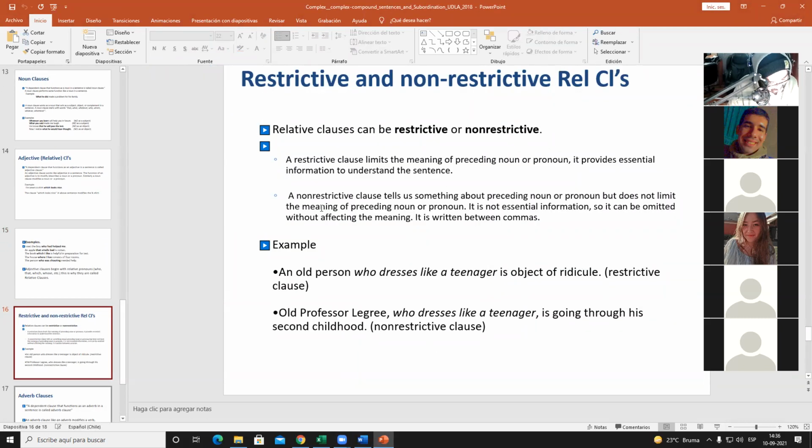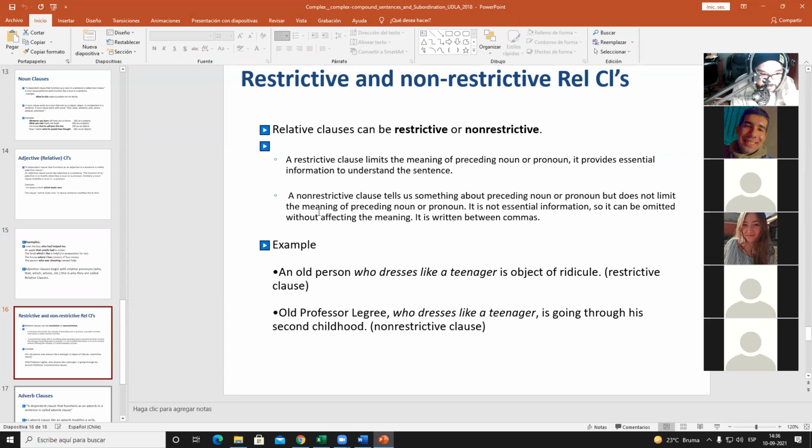Adjective phrases can be of two types, okay? They can be restrictive, that is to say obligatory, or they can be non-restrictive, that is to say optional, okay? Which means this, relative clauses can be restrictive or non-restrictive. Restrictive clauses, that is to say adjective clauses which are obligatory, limit the meaning of the preceding noun or pronoun. It provides essential information to understand the sentence. Therefore, si la borro, la oración pierde sentido.